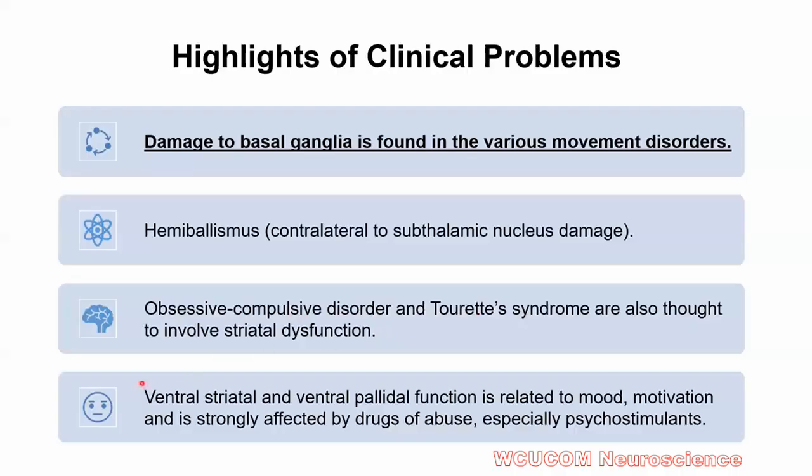It is also worth noting that, speaking of ventral basal ganglia, the ventral striatum and ventral pallidum, you remember nucleus accumbens and ventral pallidum, their work is related to the expression of mood, motivation, and they are strongly affected by drugs of abuse, particularly psychostimulants. Why? Because psychostimulants release dopamine.